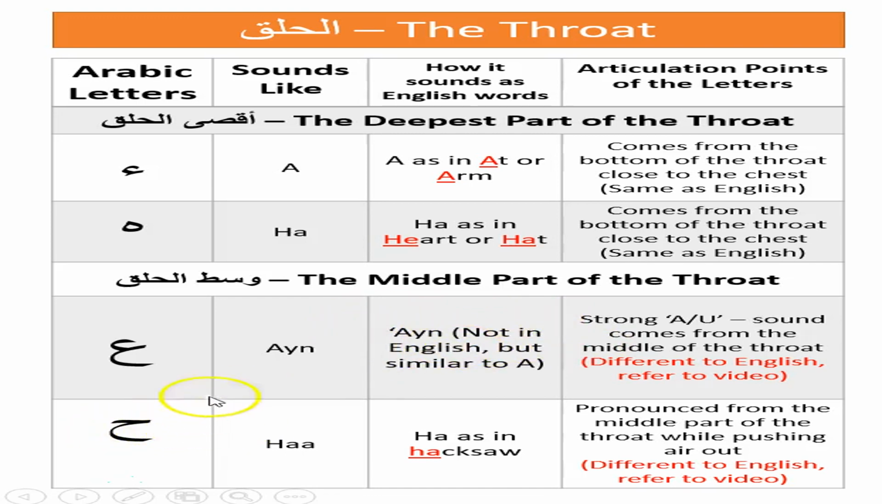And the next one is ha. So that also comes from wast al-halq, from the middle of the throat. And ha is like haxo. Haxo is probably the closest word that comes to ha that is in the English language, because it's different to hammer and haxo. Haxo is a bit deeper, but it's still just like ha. And the first verse of Surah Al-Fatiha is very good because it's got the ha and the ayn in it both.